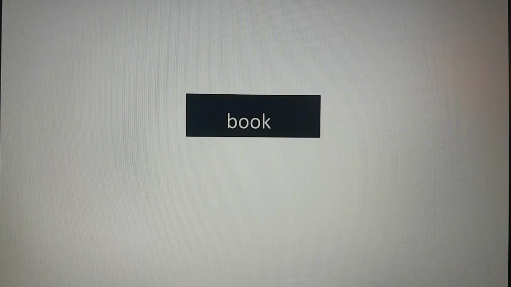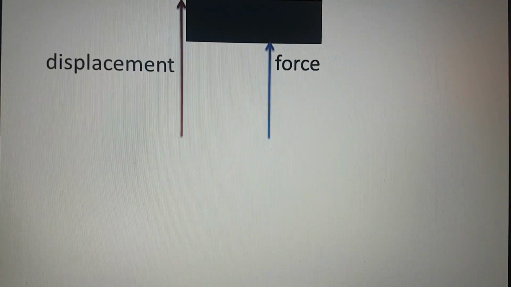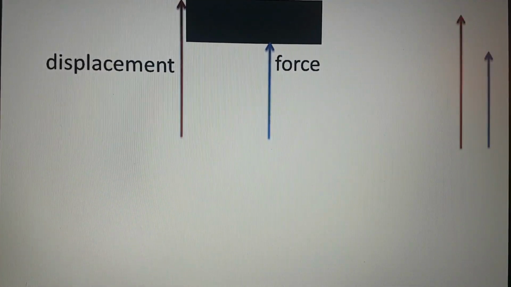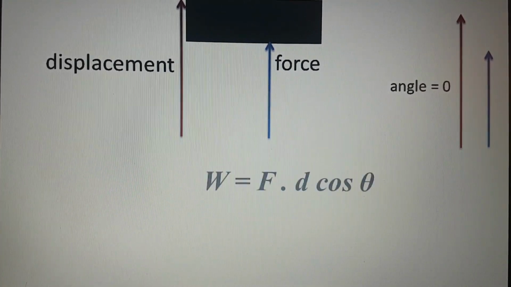In a free body diagram, when a book was lifted, we applied a force that goes upward. Same goes with its displacement. The direction is upward. So if you can notice, force and displacement are parallel to one another, meaning to say they do not form any angle. Therefore, the angle is equal to 0.